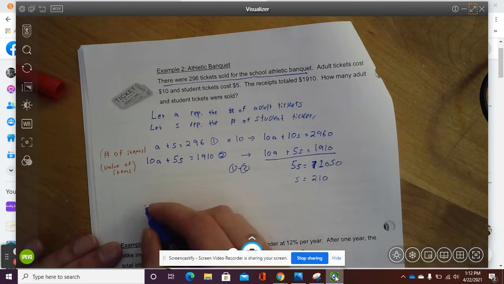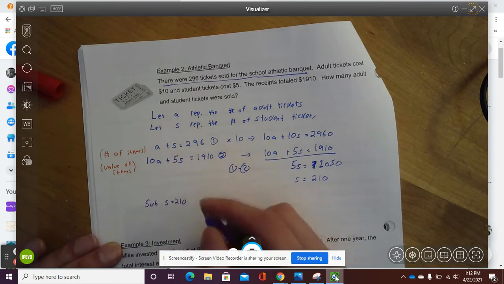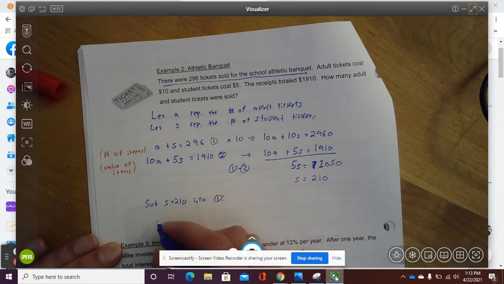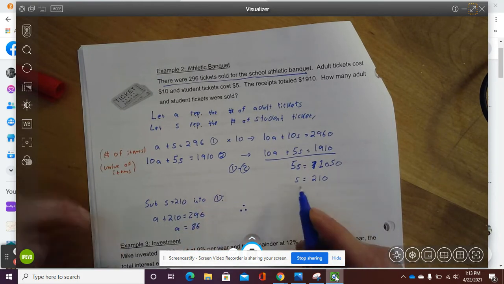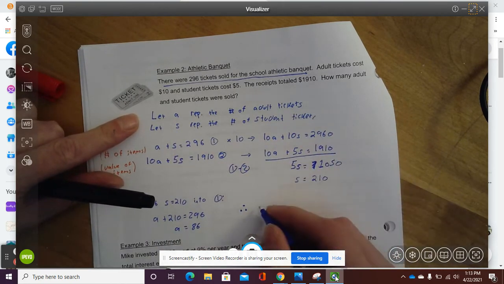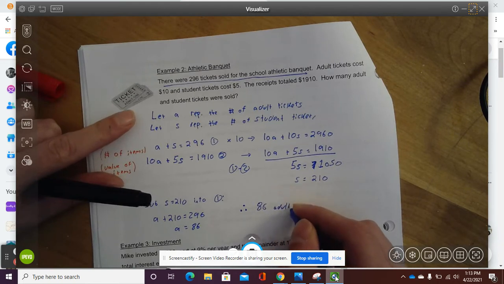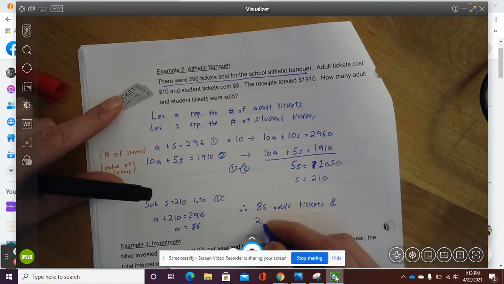Again, I'm only halfway done the problem. I'm going to sub S equals 210. Equation 1 looks like some lower numbers. I like low numbers. So I've got A plus 210 equals 296. So A equals 86. And then again, your therefore statement, you can always connect back to your let statement. So A was 86. What was A? The number of adult tickets. So 86 adult tickets and 210 student tickets were sold.